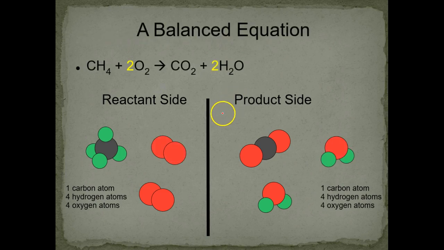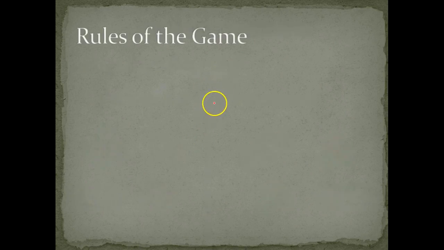So in order to balance this equation, we're going to have to double our oxygen molecules, and we're going to have to double our water molecules. Now we have 4 greens, 4 greens. We have 4 reds, 4 reds, 1 gray, 1 gray. Everything is balanced.